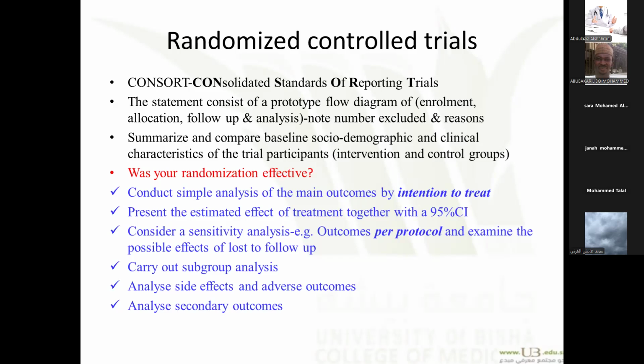Now, if you are doing a randomized controlled trial, because I've seen some students proposing this type of research as part of their proposal, should you eventually get the approval, you need to ask yourself some questions. If you want to do randomization, is your randomization effective?